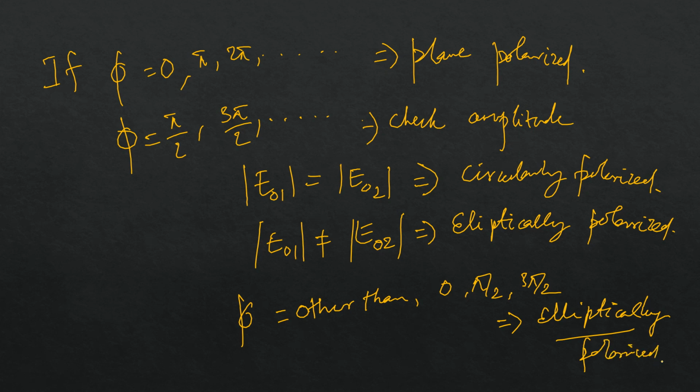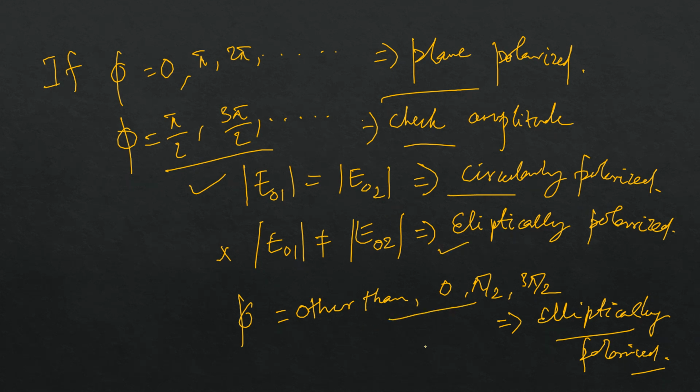This is what we remember. If 0, pi, 2 pi, plane polarized. If pi by 2, 3 pi by 2, then we have to check the amplitude. If both amplitudes are the same, it is circularly polarized. If they are not the same, then it is elliptically polarized. If the phase difference is other than 0, pi by 2, 3 pi by 2, it is elliptically polarized.